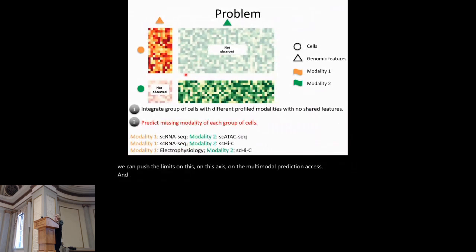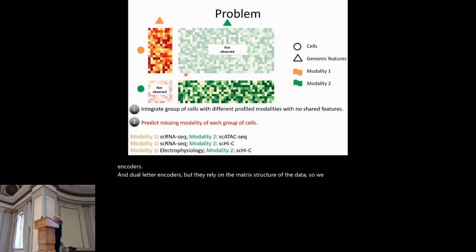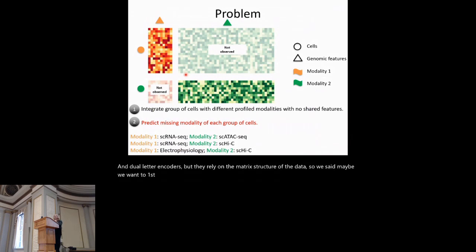And so I've been emphasizing the structures of these data. These are mostly matrix formatted data. That immediately brings to mind mostly unsupervised methods that leverage autoencoders of varying complexity. Most of the methods on that graph, if they're not using basic statistical approaches like canonical correlation analysis, rely on autoencoders, and dual autoencoders, but they rely on the matrix structure of the data. So we said maybe we want to first convert the data into a graph, okay?